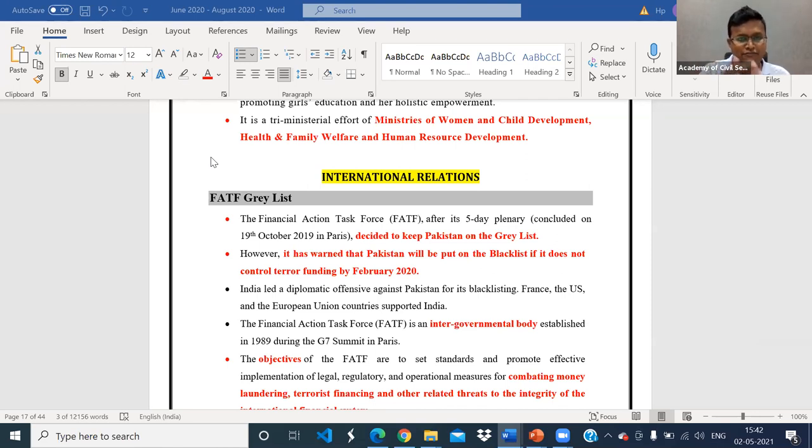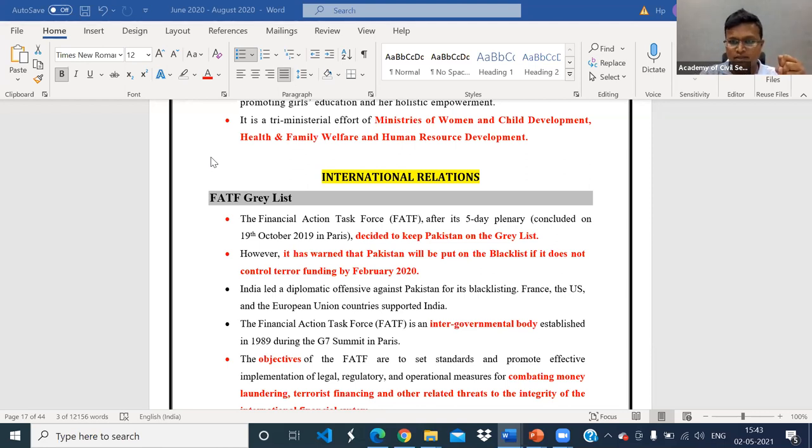Then, what is this FATF? Financial Action Task Force. It is an international agreement. Under this agreement, if any country is supporting terrorism through financial methods, that is, the country's government is not taking action on terror funding or money laundering, that country will be listed in the grey list of FATF.